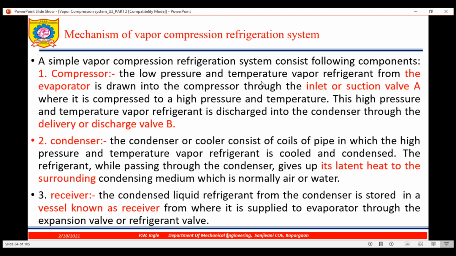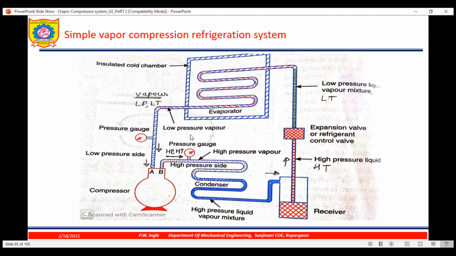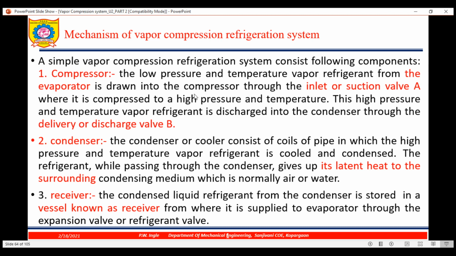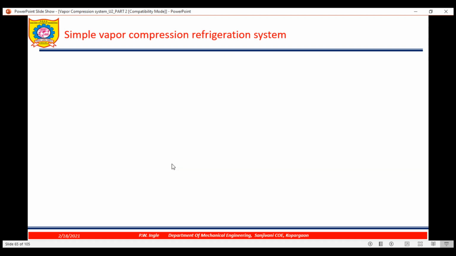Compressor. The low pressure and temperature vapor refrigerant from the evaporator, here you see, low temperature, low pressure vapor from the evaporator is drawn into compressor through the inlet or suction valve A, where it is compressed to a high pressure and temperature. So how is it drawn? This piston will move in downward direction. Therefore, the low temperature, low pressure vapor from the evaporator will be drawn. And it will be compressed to high pressure, high temperature refrigerant in vapor condition.